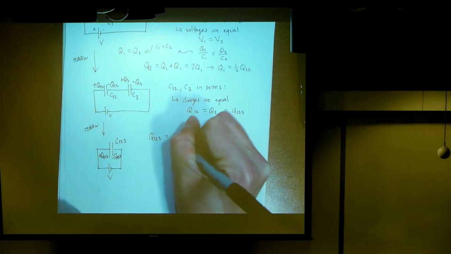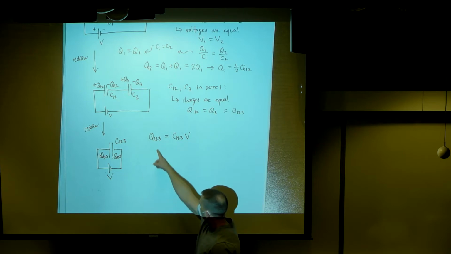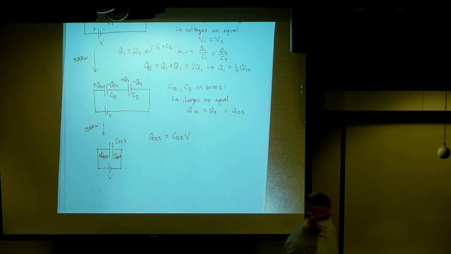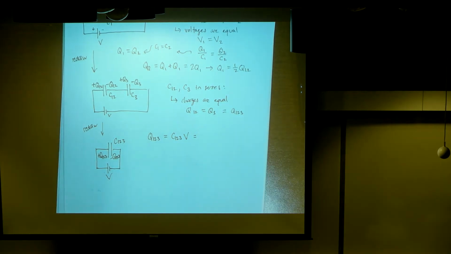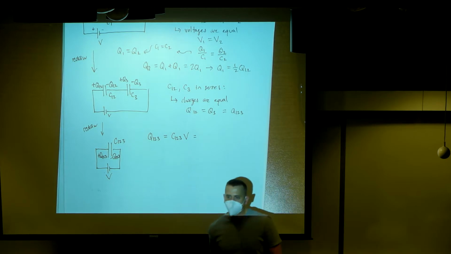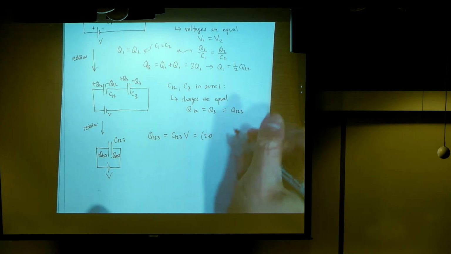C123 times V. Yeah. Because the voltage applied across the plates is V, and we know that the charge on capacitor plates is equal to the capacitance times the voltage applied. So just Q equals C times V applied to this situation gives us. All right, so now we're going to take the result that we came up with last time, right? What was the equivalent capacitance of these three combined into a single object? 2 microfarads. That was 2 microfarads, right? So we worked that out last time.